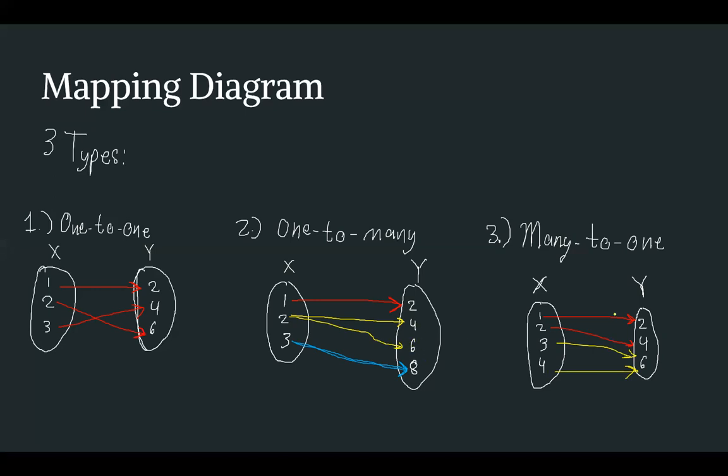And lastly, we have the many-to-one diagram, which is the reverse version of the one-to-many diagram, wherein in this set X, there are more than one element matched to one element here in this set Y. So just like this one, we have two elements such as 3 and 4 connected to only one element here. So this is what we call the many-to-one diagram.